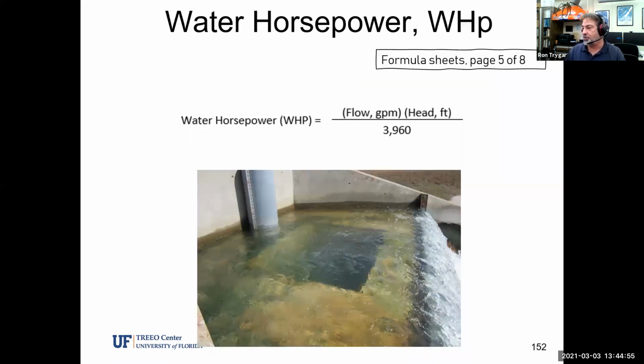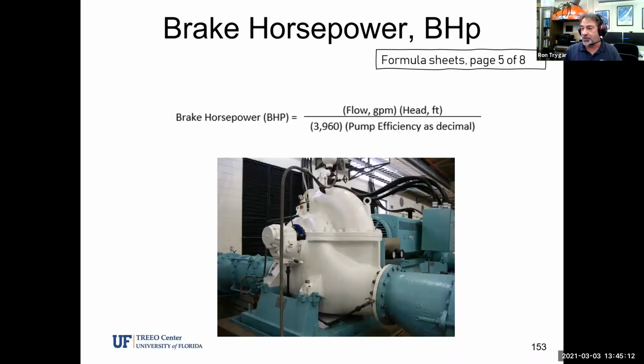First one is water horsepower. The water horsepower, again, is just the liquid movement. So we have the flow rate as gallons per minute multiplied by the head in feet that it's actually moving against, and we're going to divide that by 3960. The second calculation is known as brake horsepower. Brake horsepower is, again, the necessary flow rate as gallons per minute times the head in feet. And here's the 3960 again, but notice it's multiplied by the efficiency of the pump written as a decimal point.